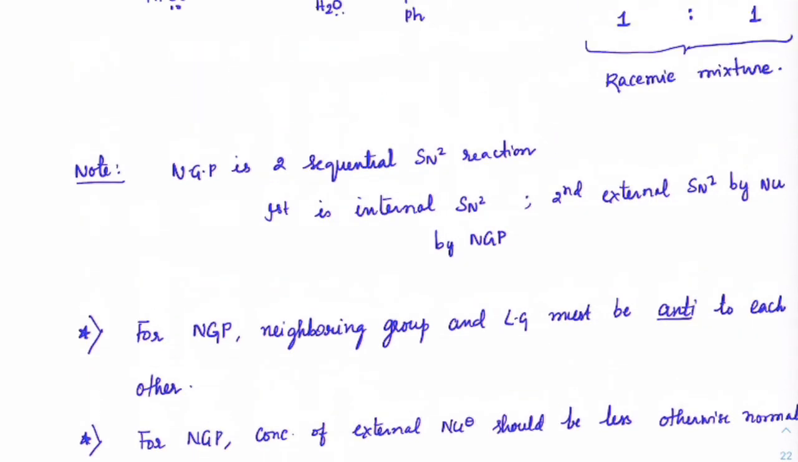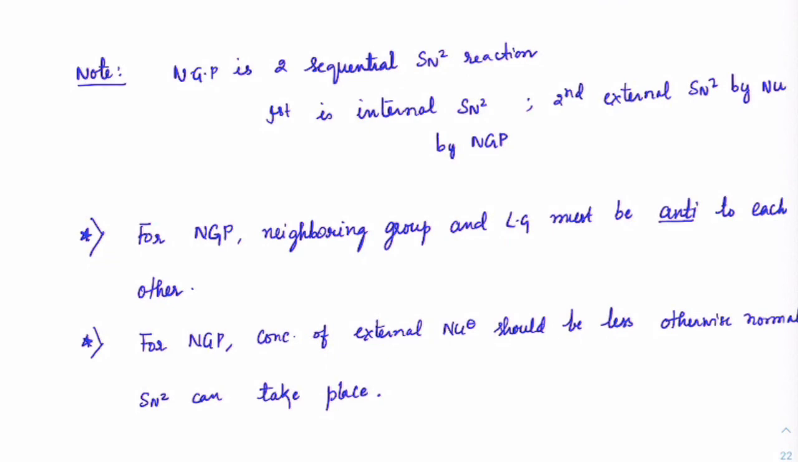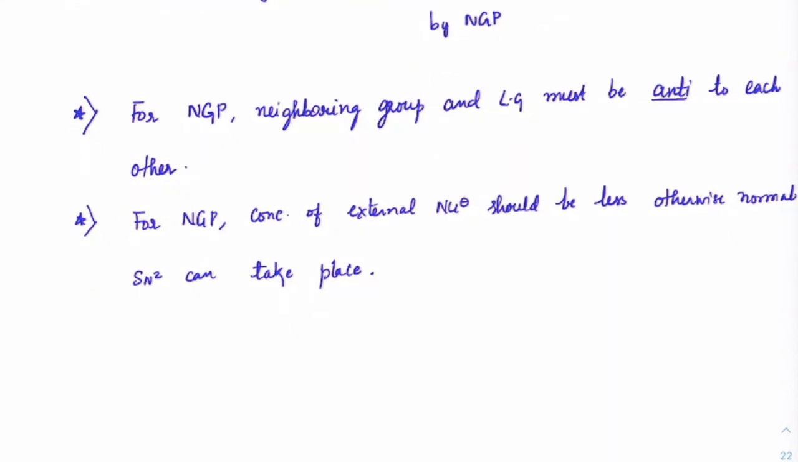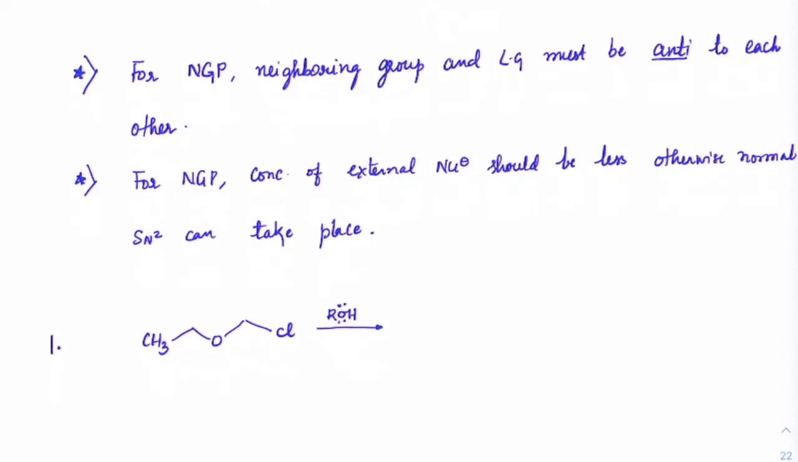So all of you done with this? Shall we do a few questions now? Let us do a few important questions. So first, starting with a simple one, CH3, if you have an oxygen here and Cl here, and I react that with ROH, now what can we expect here?